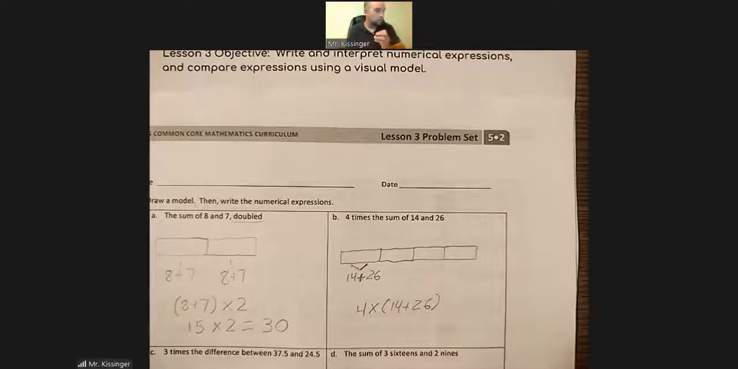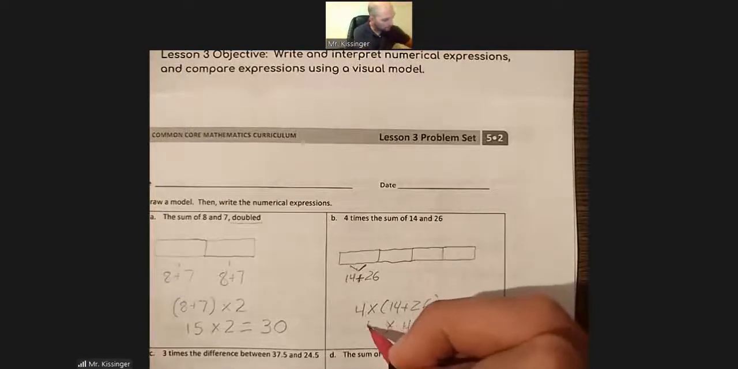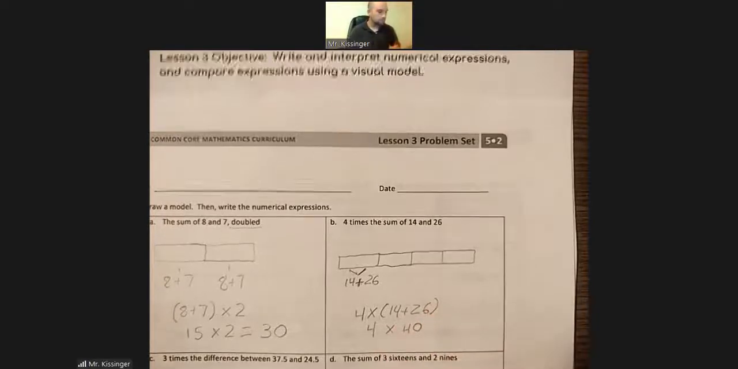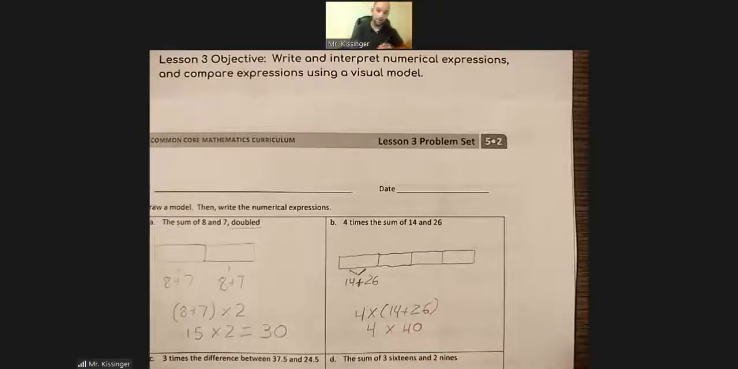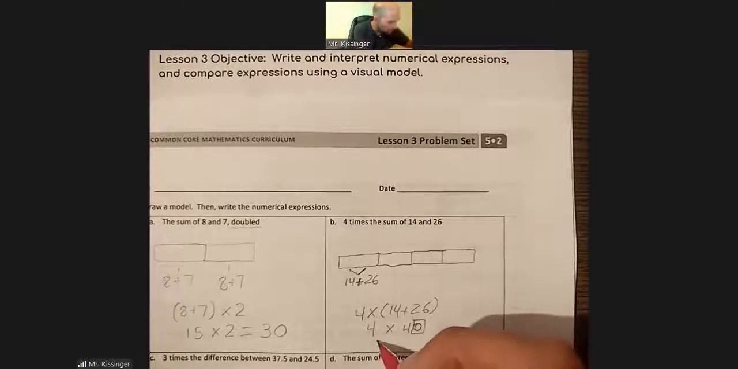And then we're going to first add 14 plus 26. We get 40 times 4. 40 times 4, we can drop our 0. Do 4 times 4, which gives us 16. Then we add our 0 back on, and we get 160.